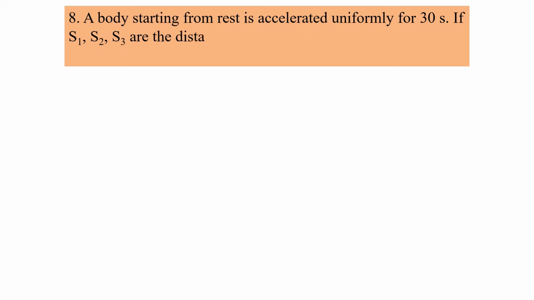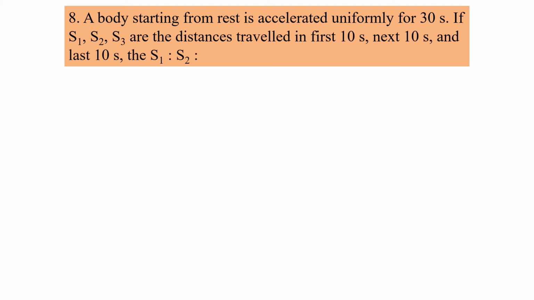A body starting from rest is accelerated uniformly for 30 seconds. If S1, S2, S3 are distances travelled in first 10 seconds, next 10 seconds and last 10 seconds, then S1 is to S2 is to S3 is? Let us go to the solution. From second equation, that is S is equal to ut plus half a t square. Here, a body starting from rest, its initial velocity is equal to 0, that is u is equal to 0.